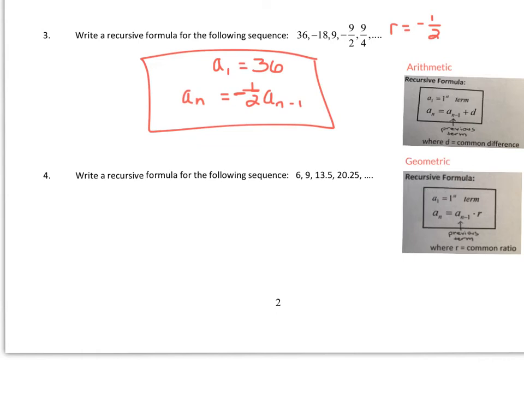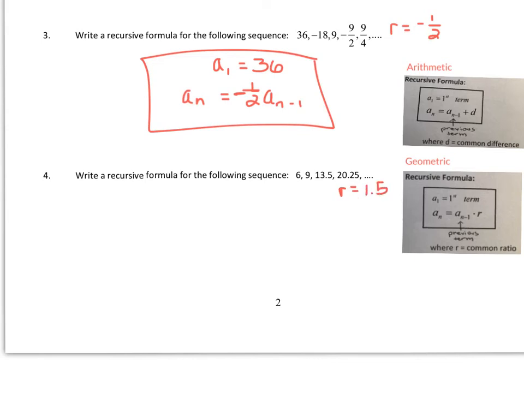So geometric, so what are we multiplying by to get from one term to the next? Well, if you're not sure, let's just take out the calculator. 20.25 divided by 13.5 is 1.5. Even if you want to do this, 9 divided by 6 gives you 1.5. So here we know that our r is equal to 1.5.